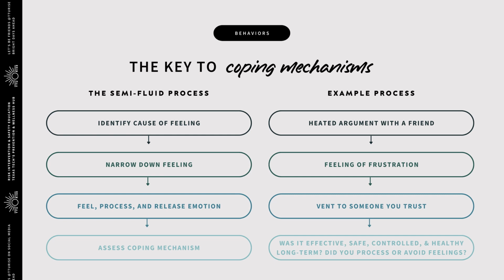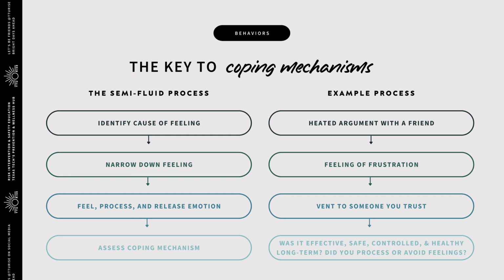Lastly, you want to assess that coping mechanism for the following items. So was it effective? Was it safe, controlled, and healthy? Also, did you process or avoid the feelings in this process? So I want you to take a few moments to think of a time that you needed to use one of your coping mechanisms and answer the following questions about them.